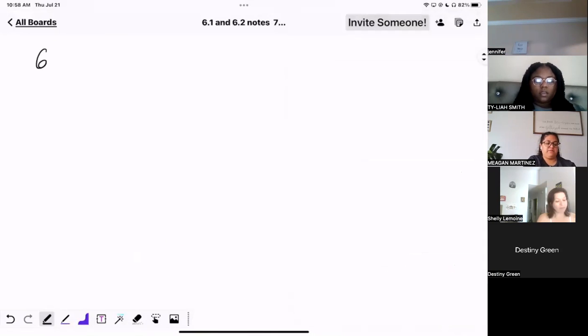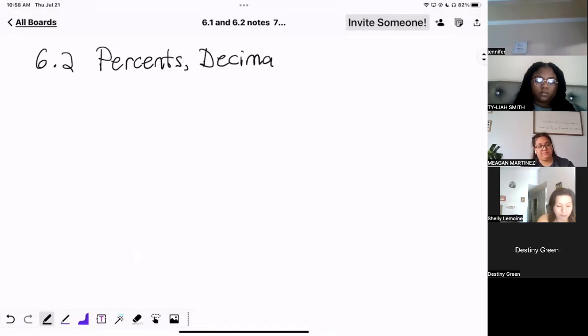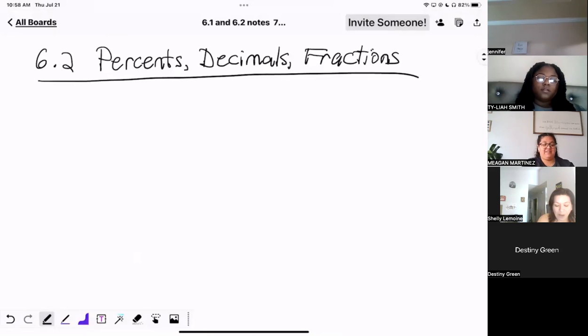Okay, 6-2. Percents, which is probably the new part, decimals, which we know, and fractions. It's sort of like tying them all together. How are percents related to decimals or fractions? You already know decimal fractions, but it's tying it all together.